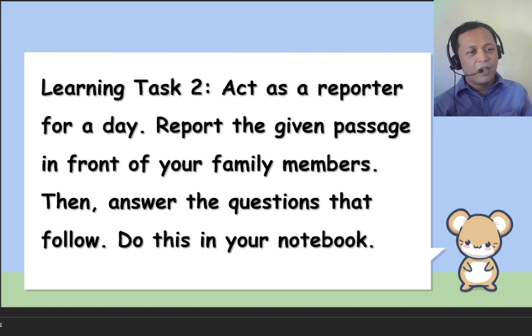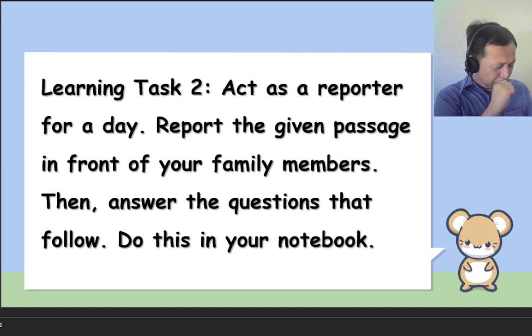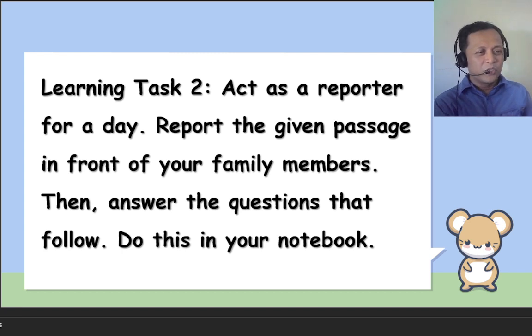Learning task number 2. As a reporter, act as a reporter for a day. Report the given passage in front of your family members. Then answer the questions that follow. Do this in your notebook. So, no, sorry. In this activity, you will act as a reporter or a weather reporter. And you will do this in front of your family members. Then there are questions to follow. There are questions that follow, and you have to answer them in your notebook.